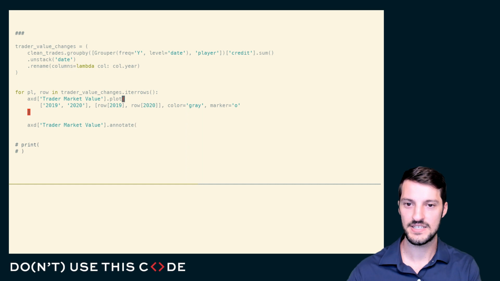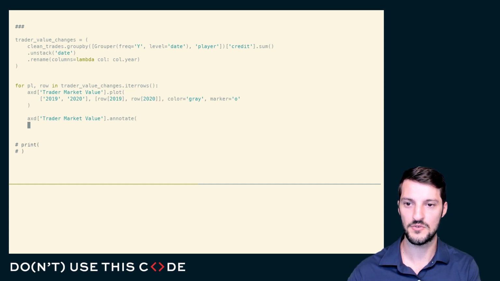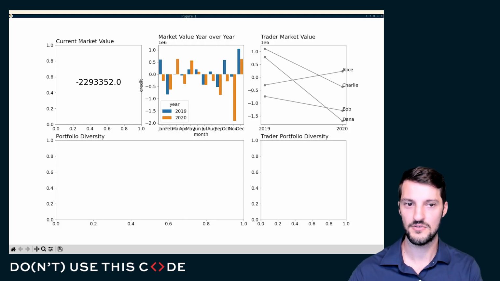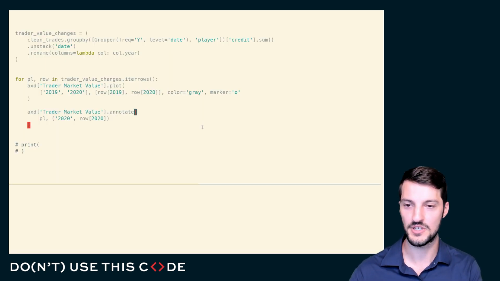We'll annotate these, and we'll actually use the annotation at the 2020 level. And so this should be 2020, just like that. We have to pass our text. So our text is our player, and then we take as a tuple the X and Y coordinate. So this would be 2020, and then this will be the row value of 2020. Let's see if this works just as a quick check. And then we can move this. This looks actually quite good.